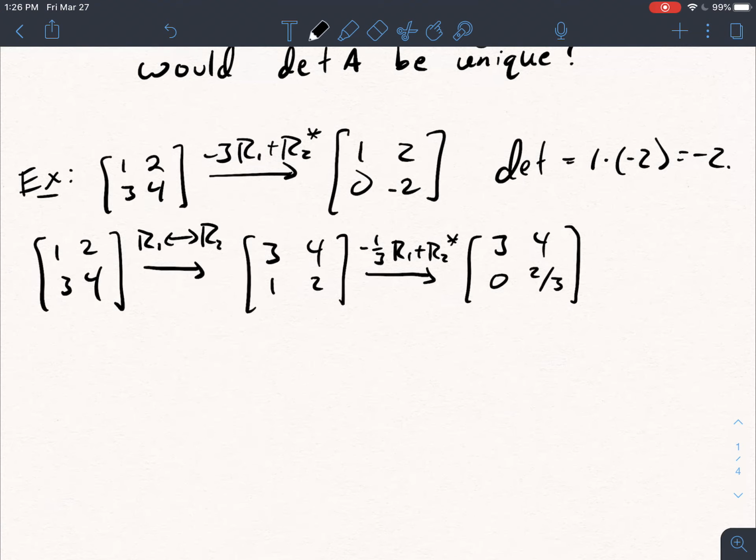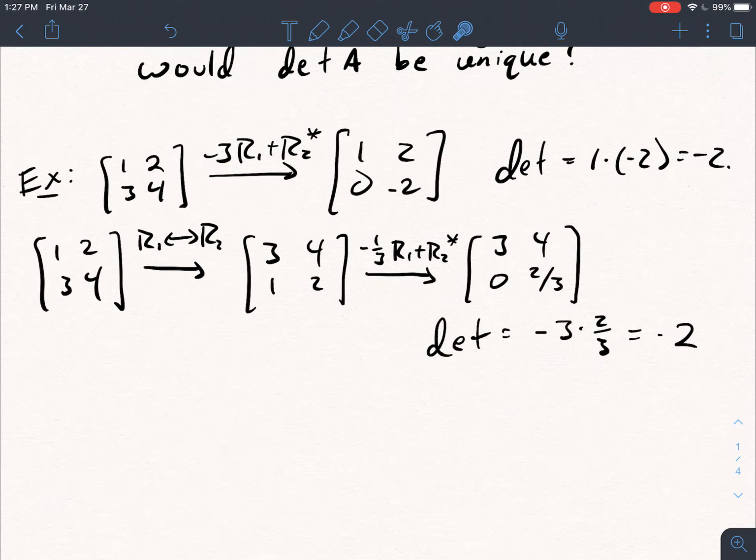Cool. So anyway, here the determinant is equal to 3 times 2/3. But also I did a row swap at the start, so that should make my determinant negative. And of course this is equal to -2. So I just happened to get the same thing in both cases, but it's completely unclear why I should be getting the same thing in both cases. Because one, my diagonal entries are completely different. And two, over here I'm doing a different number of row swaps than I'm doing up here.